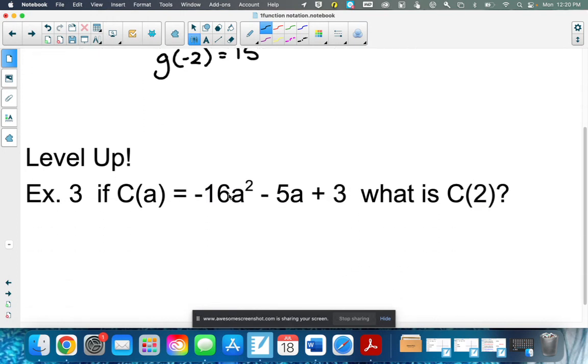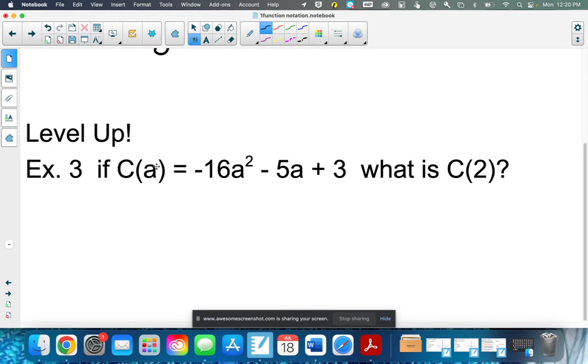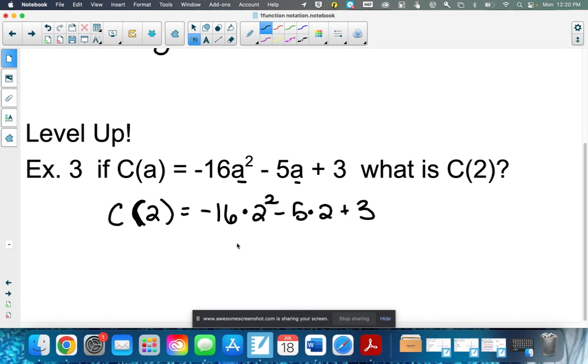Okay, so let's try a slightly harder one. We have c of a equals negative 16a squared minus 5a plus 3. What is c of 2? So again, we're going to substitute. The difference here is that, take a look at your function, you have more than one a, and you have to substitute that same number in for both of them because there are two a's in there. So negative 16 times 2 squared, because that's what my a is going to be, minus 5 times 2 plus 3. So we're going to simplify that out.